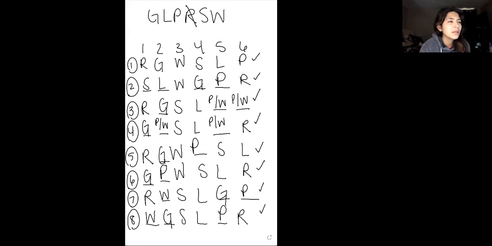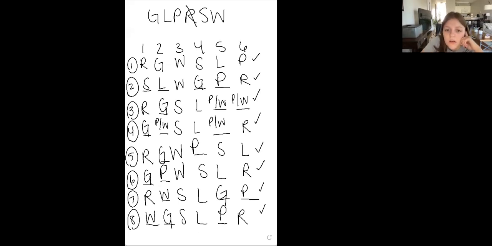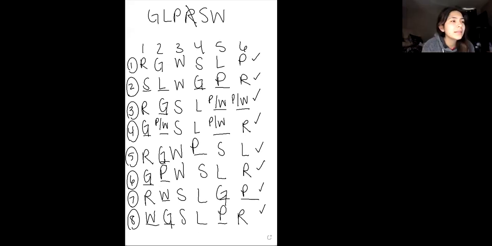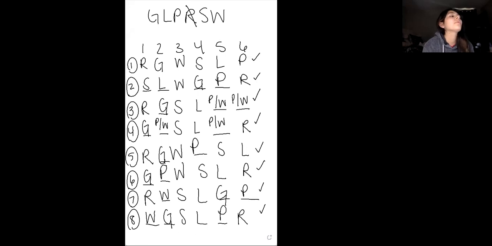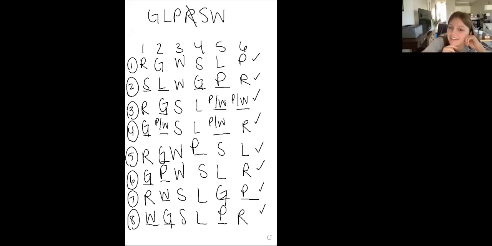A, B, and E are wrong. Wait, say it again. So only C and D can be correct because W is on 3. What else can be on 3 though? Oh, either the wool dress or the silk. Okay.